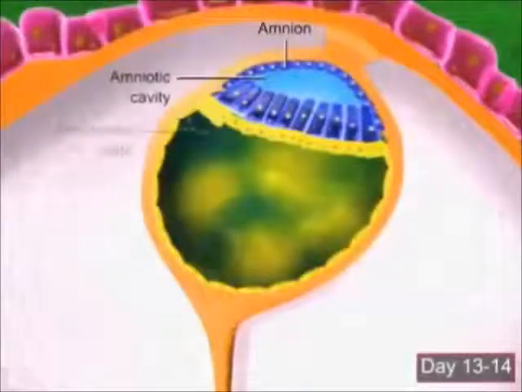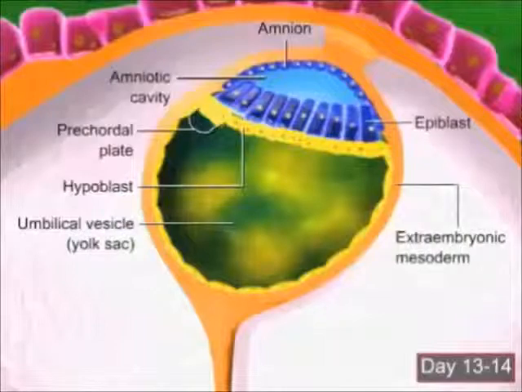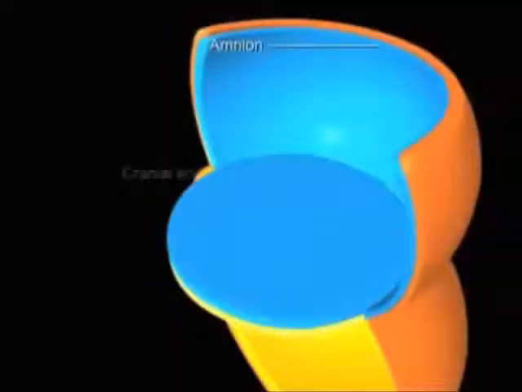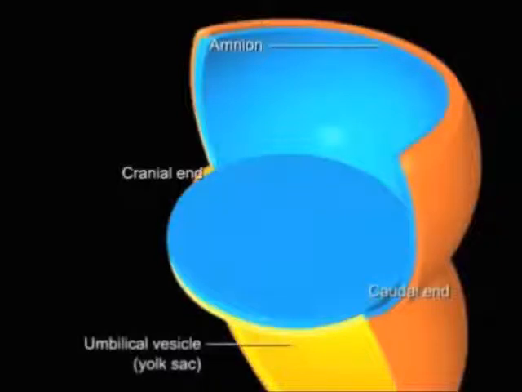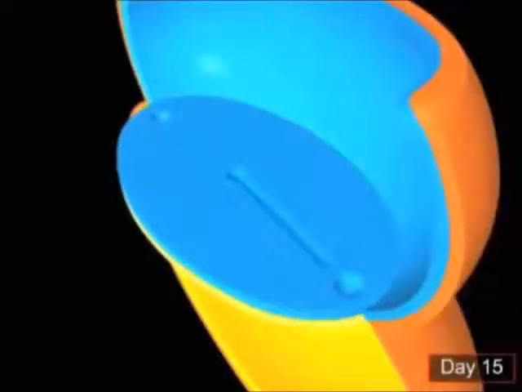This part is about the 3rd week of development. This major event is called gastrulation. The ectoderm layer is the outermost layer. As the embryo develops, the ectoderm develops into the epidermis of the skin and the nervous system.